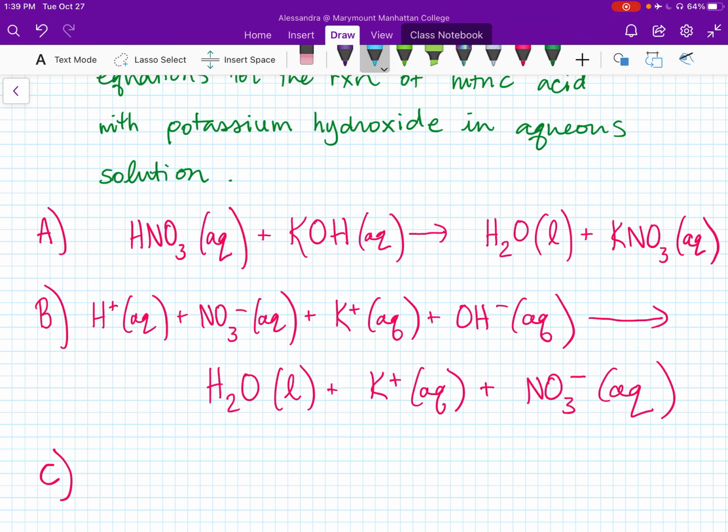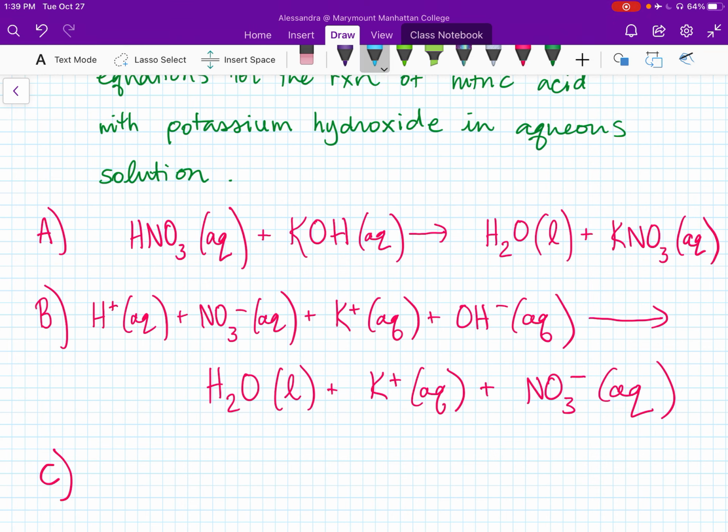So this net ionic equation for neutralization is expressing the idea that the H plus ions react completely with the OH minus ions and vice versa in the solution, to make nothing but water.